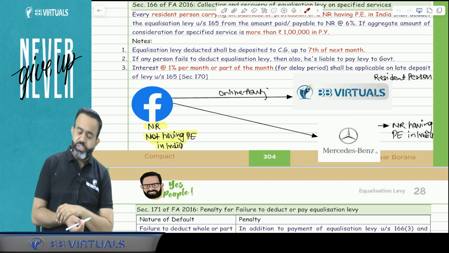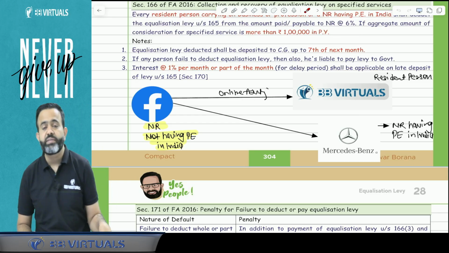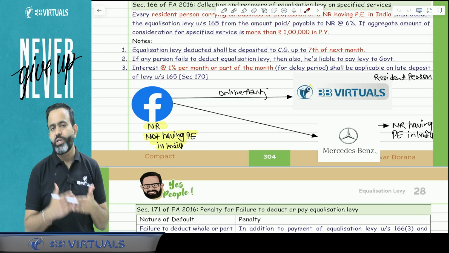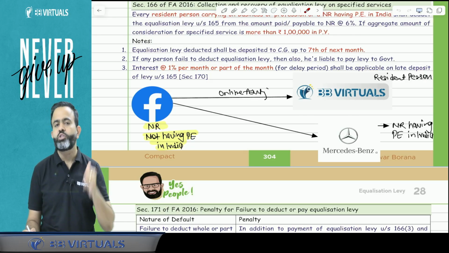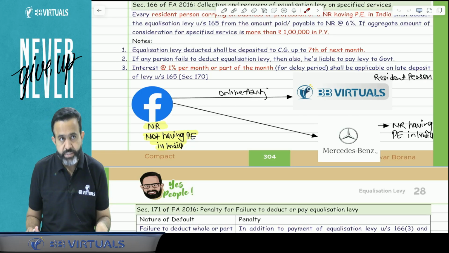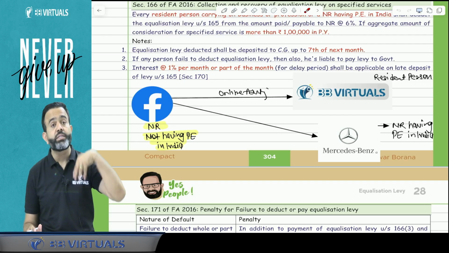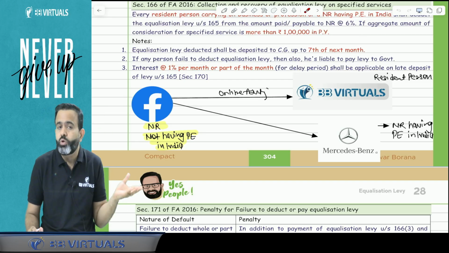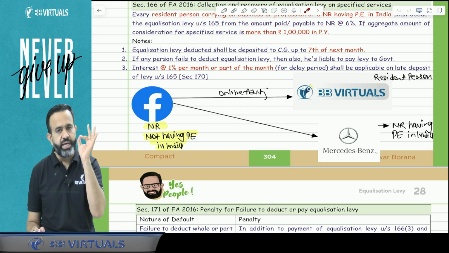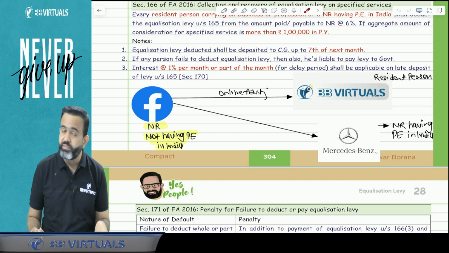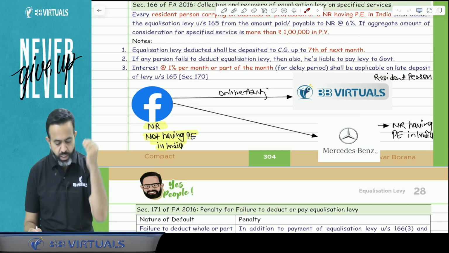Now, one more point, sir. The question is, what is the due date of payment of equalization levy? Sir, equalization levy has to be paid by the 7th day of the next month. So, for example, if equalization levy is deducted in the month of June, then it has to be paid by the 7th of July. But sir, it is like TDS. But you know that in TDS, we have discussed that March month TDS has to be deposited by 30th April. So for equalization levy also, do we have relief till 30th April? The answer is no. If there is March month equalization levy, it has to be deposited to the government by the 7th of April, means up to 7th April you have to deposit that equalization levy to the government.